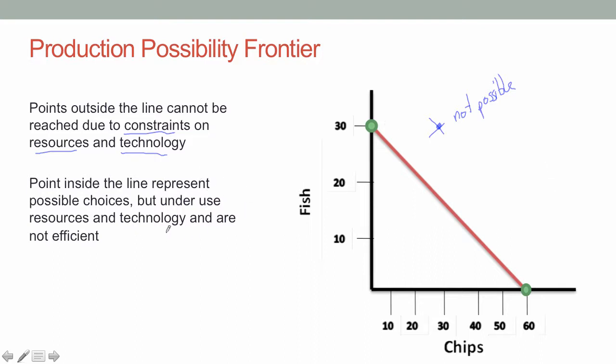Also, if I'm thinking about it as a business, if I'm only producing down here inside the line, say 10 chips and 10 fish, that means I'm underusing my resources. I'm not using my technology. I'm not efficient. There's a lot of waste happening. And so if you can get a good model, if you can understand what's going on, you can help identify waste, because you're trying not to waste your resources or your money. You want to maximize it as best as you can. So now this model is helping us find the ideal spot of what we can do and also helping us see what is underutilizing our resources.